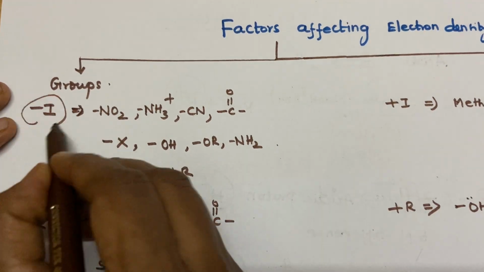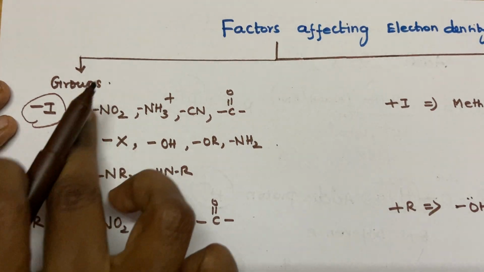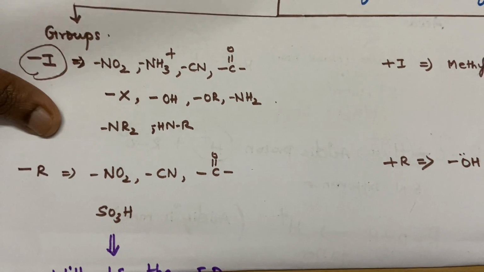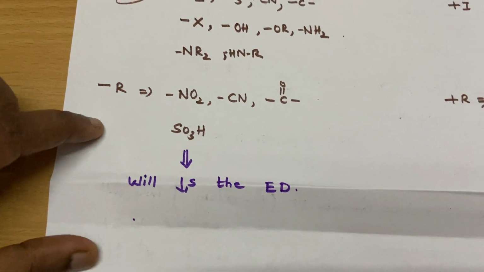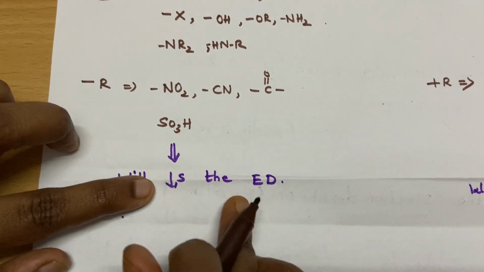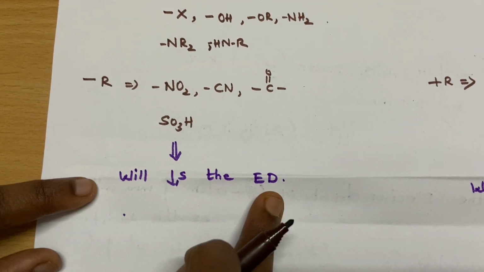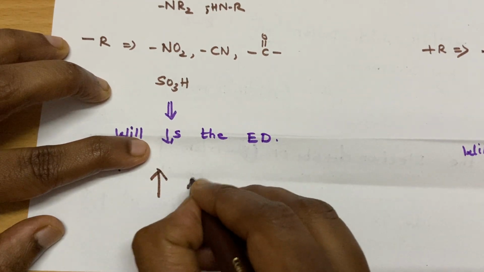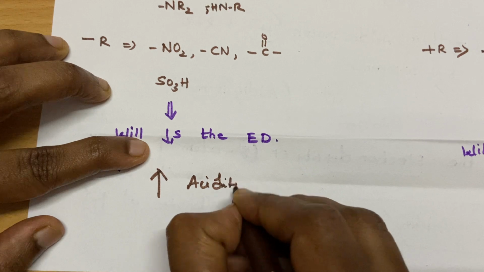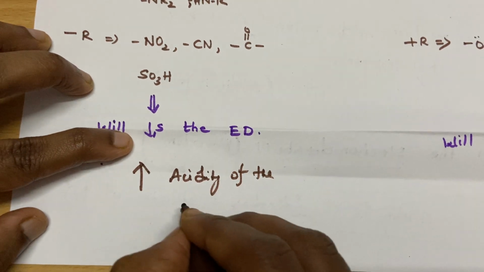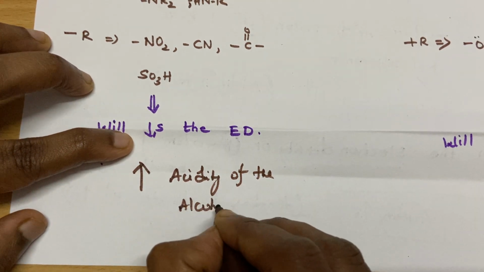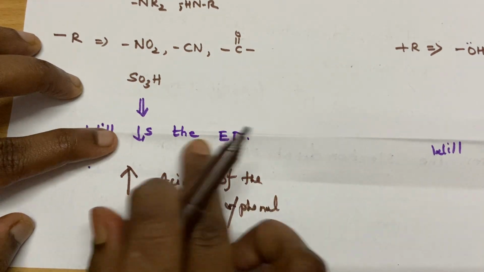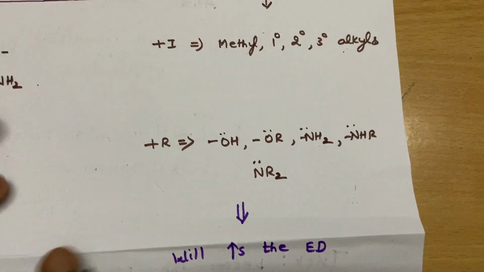So here are the factors affecting the electron density. The groups that show minus I inductive effect and minus R resonance effect will decrease the electron density. So what will happen to the acidity? It will increase the acidity of the alcohol or phenol. When the electron density decreases, the acidity will increase.